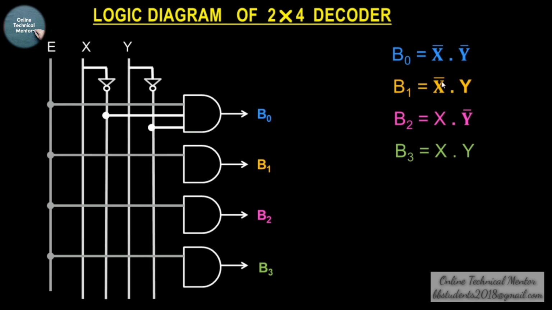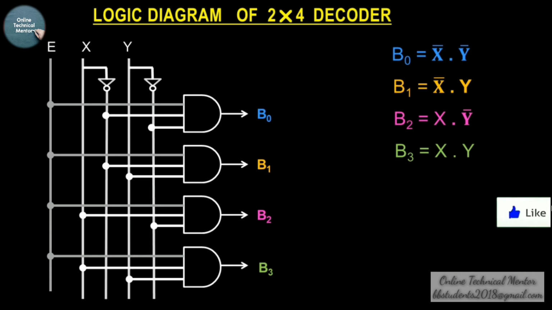So for the second expression, B1 equal to X bar dot Y, you have to draw a connection from the X bar line and from simply the Y line. So this connection is from the X bar line and this connection is from the Y line. Next, B2 equal to X dot Y bar. That means draw a connection from X and from the Y bar line. And the last one, B3, is equal to XY. Then draw the connection from the X and Y inputs only. This is the X line and this is the Y line. So this is a complete circuit of a 2x4 decoder.